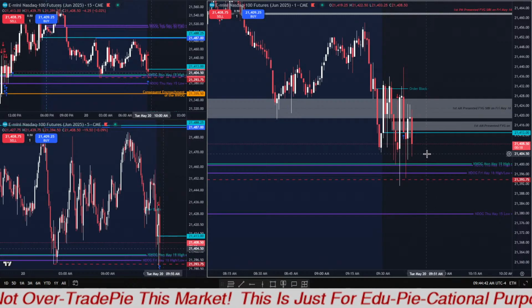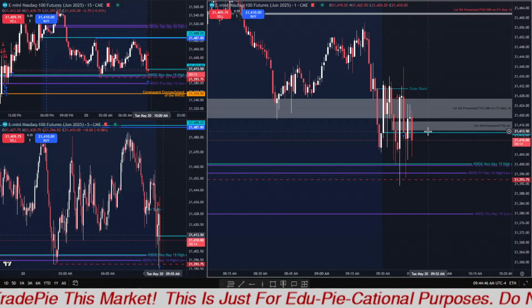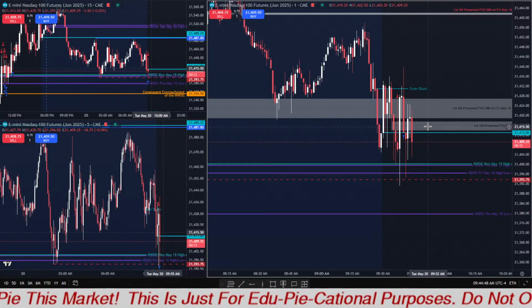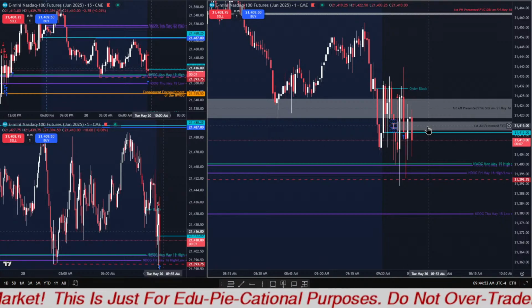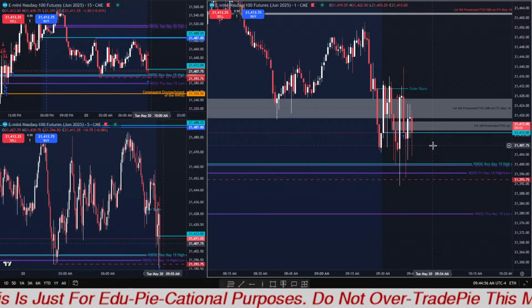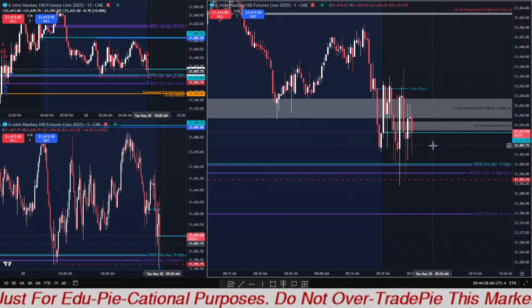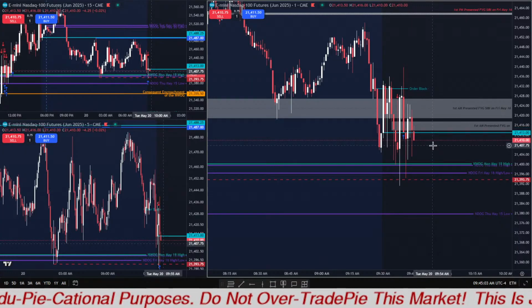Well, you can see they're just going up and down both sides of this first presented fair value gap today, and they don't let anyone be in profit. So it's best to sit still and do nothing unless we get some more information from the market.